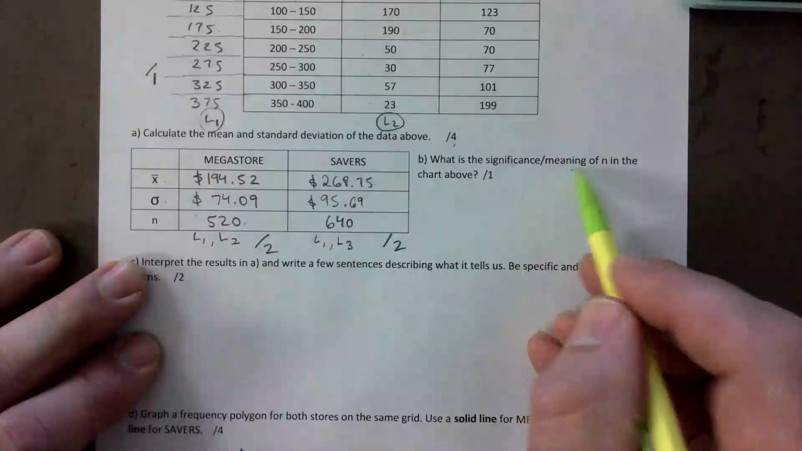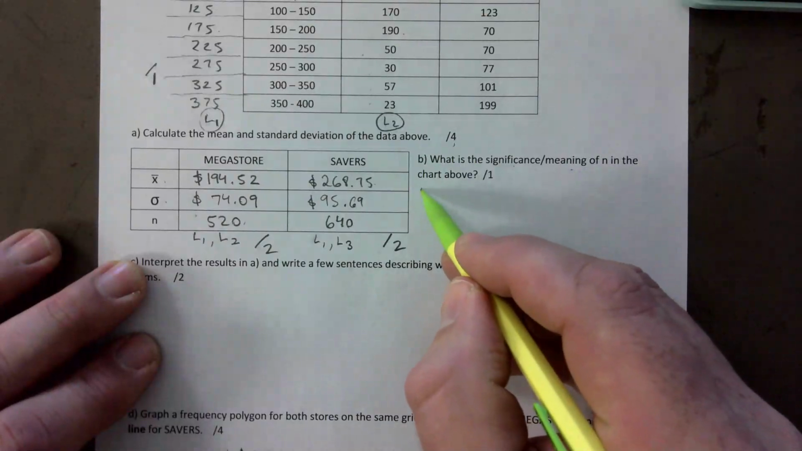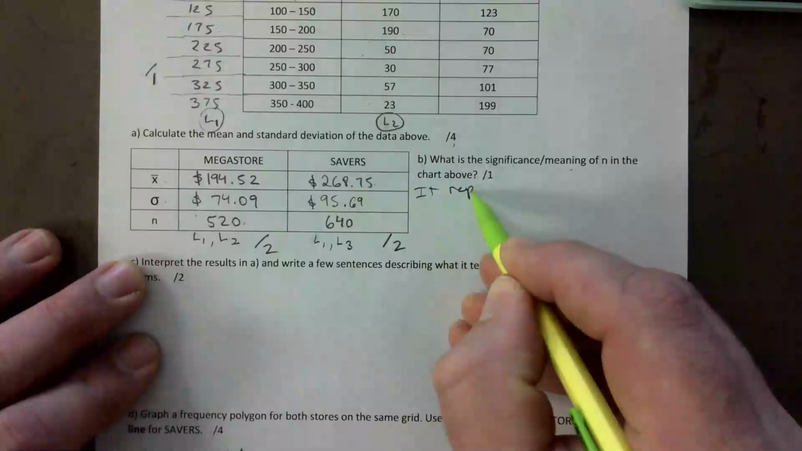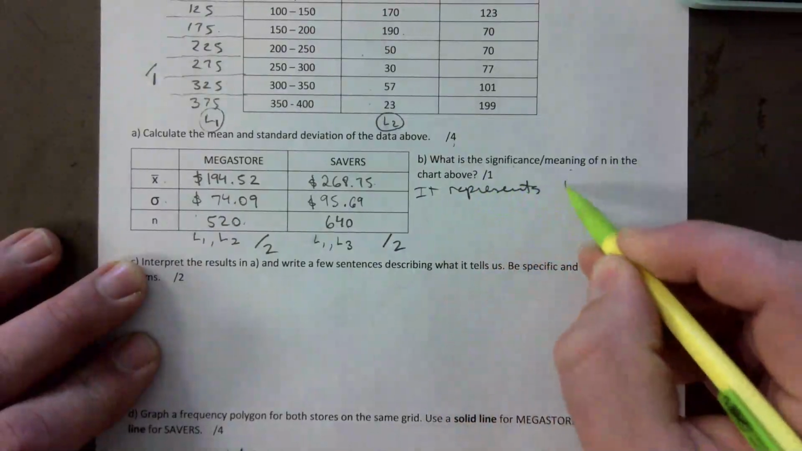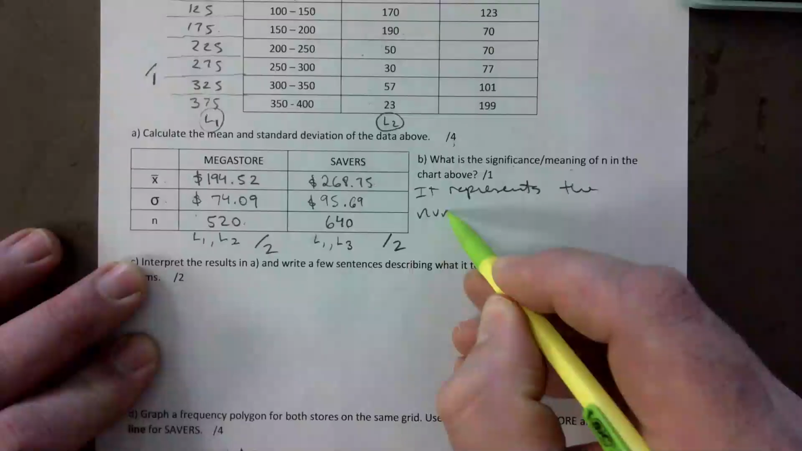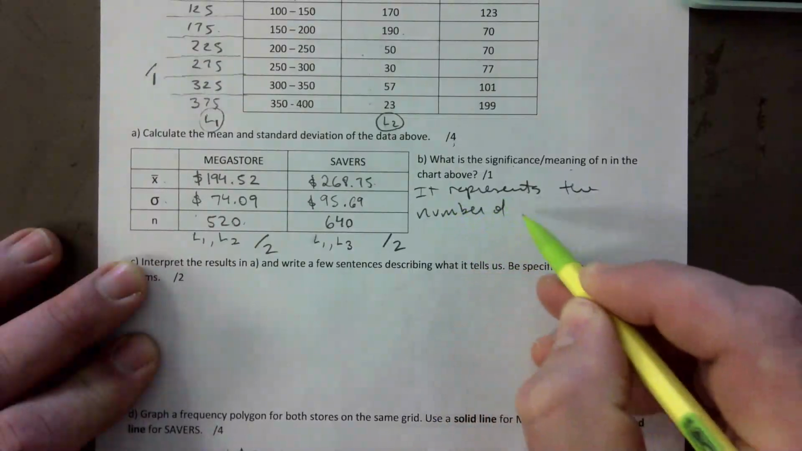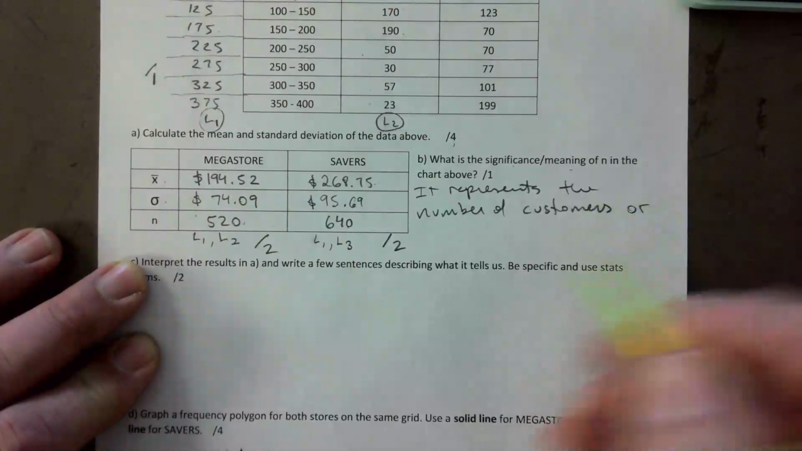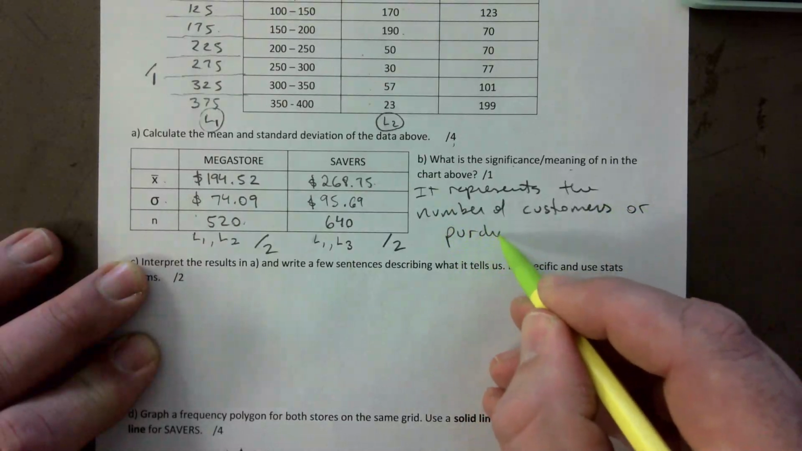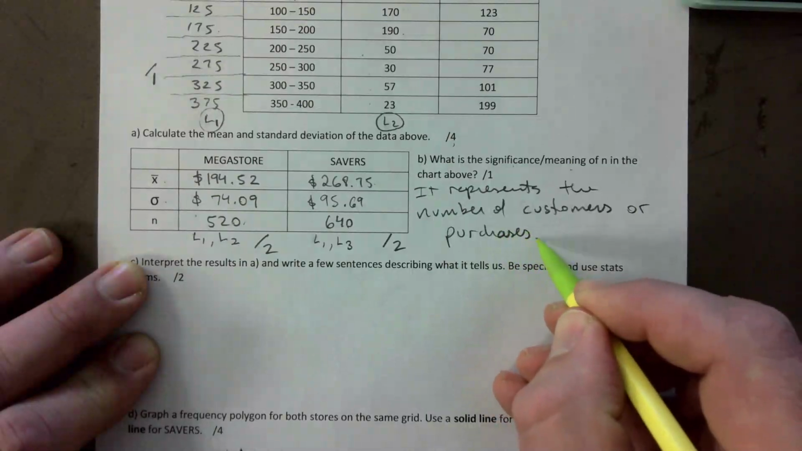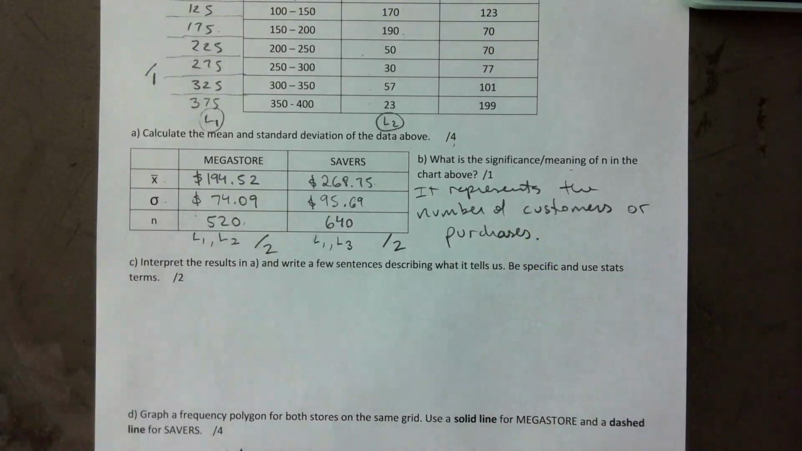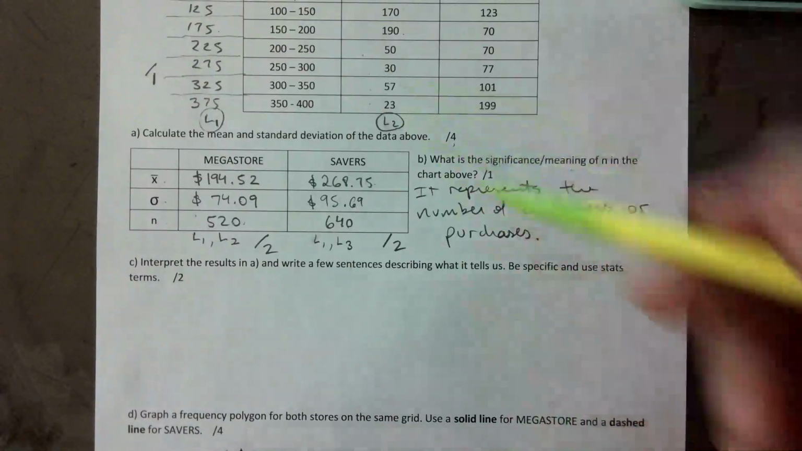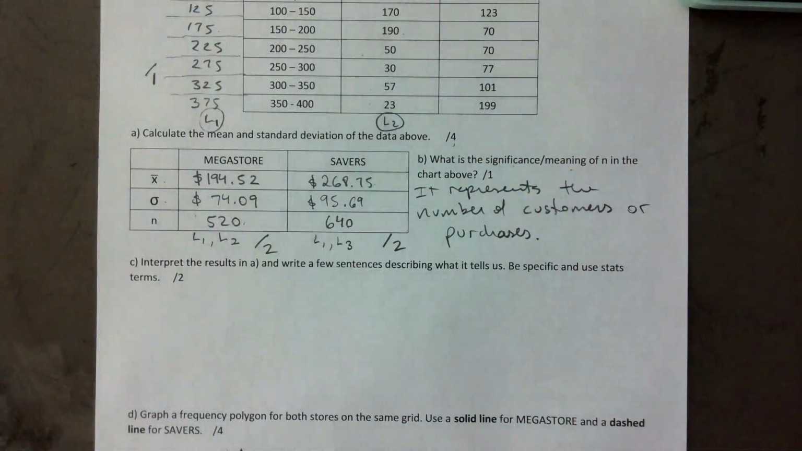What's the significance or meaning of n in the chart above? It represents the number of customers or purchases. I'm fine with either one, right? Because it could be the same customer coming in several times that one day.